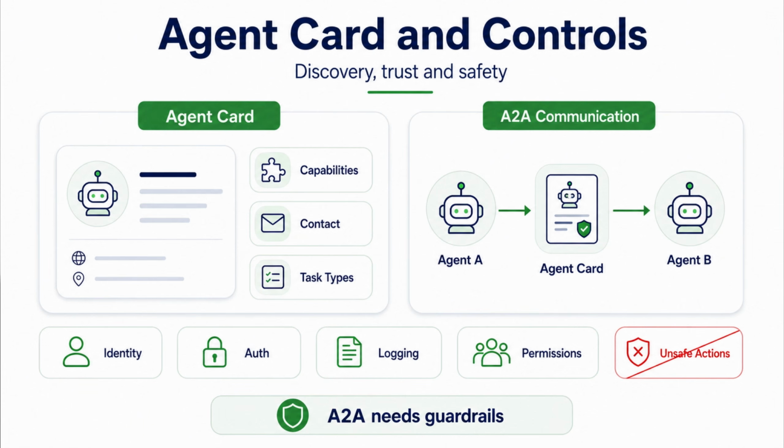But just like MCP, A2A also requires strong controls, because once agents start communicating with other agents, organizations need identity management, authentication, logging, and clear permission boundaries to ensure one agent cannot trigger unsafe behavior in another system. Now, the simplest way to remember this is that MCP connects the agent with the tool, while A2A connects the agent with other agents. And both are important for modern agentic systems, but they solve different problems.